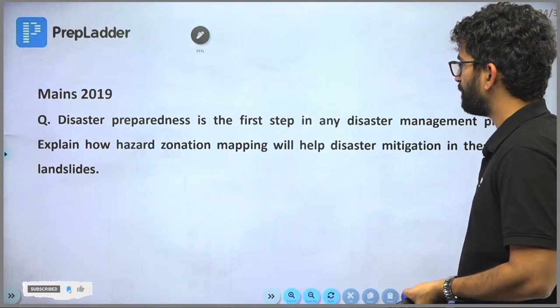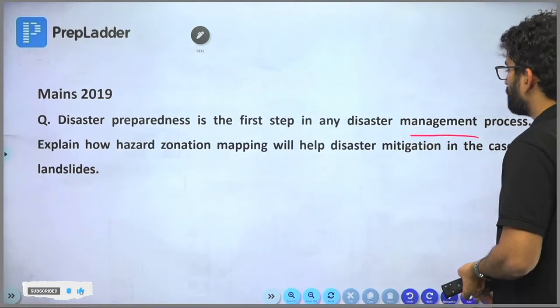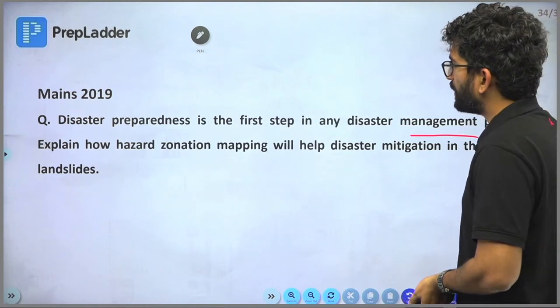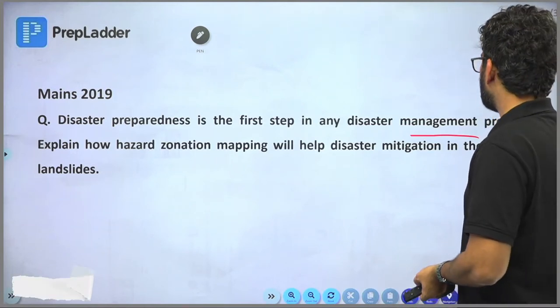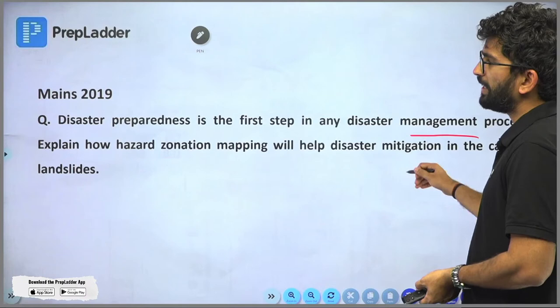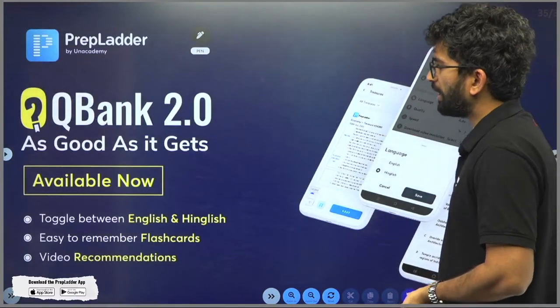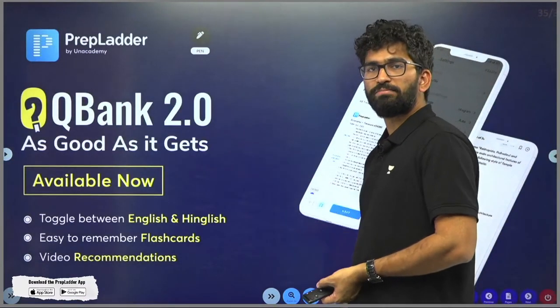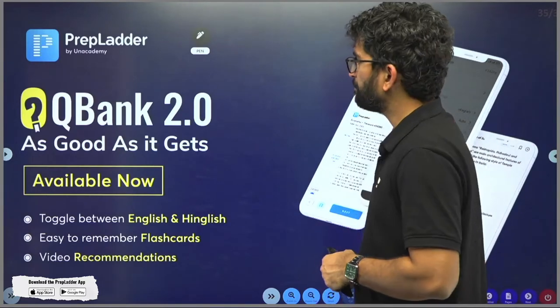Disaster preparedness is the first step in any disaster management process. Explain how hazard zonation mapping will help disaster mitigation in the case of landslide. So, try this question at home, guys. Again, question bank 2, I have already mentioned the benefits of it, right?